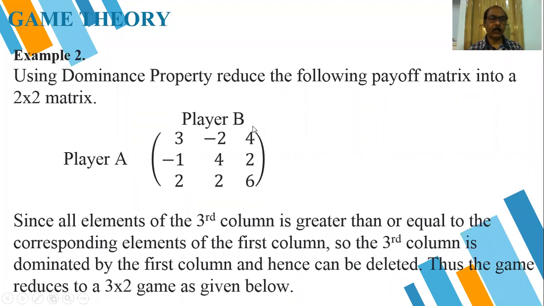This is the maximum loss for player B. So player B never tries to choose this. This is the maximum loss. If player B chooses this, it will be the maximum loss. That means B has to pay 4, 2 and 6.